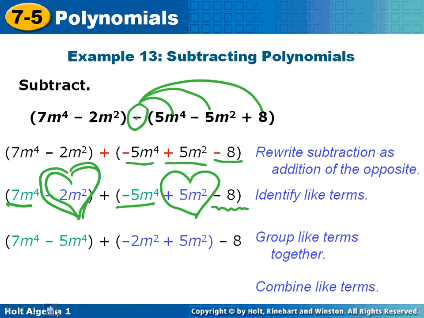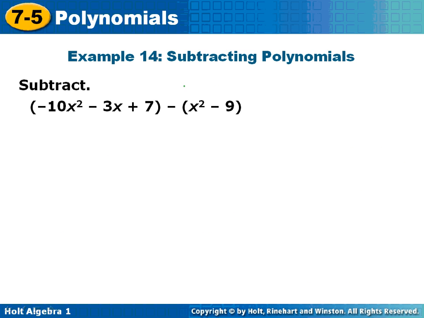And when we add 7m to the 4th, take away 5, that gives me 2. Negative 2m squared and 5m squared is positive 3m squared, and then the minus 8 goes on the end. Do you notice that each time I am not doing anything to the terms that we're adding together? We're only adding the coefficient in the front. Another subtraction, once you pause, try this one and then turn it back on, and I'll be here waiting for you.